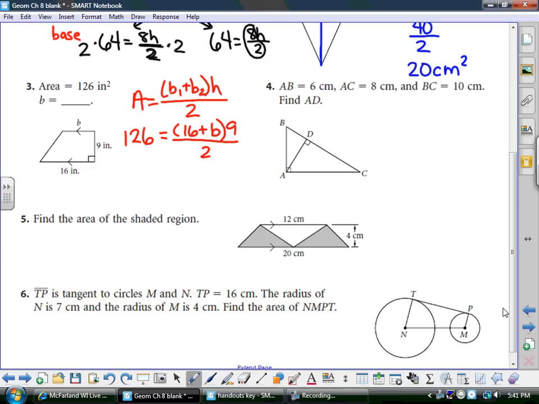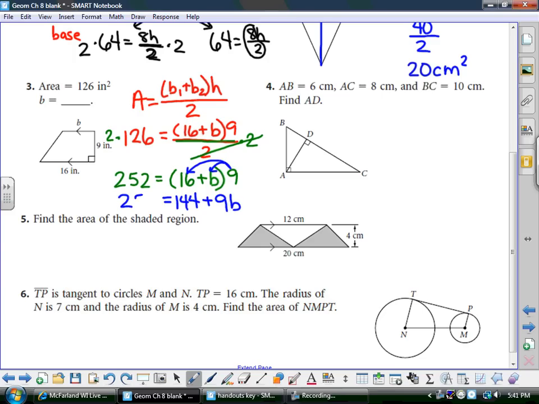There's more than one right way to solve this problem, but probably the easiest is to start by undoing a divide by 2 by multiplying both sides by 2. That way the multiply by 2 and the divide by 2 cancel out, and we get 252 equals 16 plus b times 9. And there are still multiple ways to go from here. Usually what most people choose to do is distribute the 9 to both parts and do 9 times 16 plus 9 times b, and then solve the equation from there.